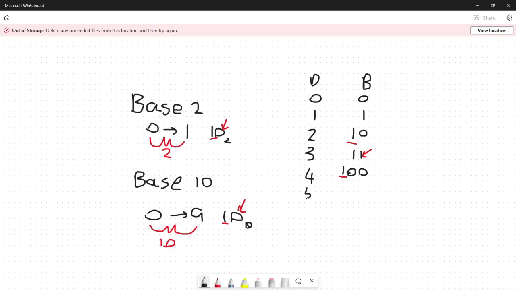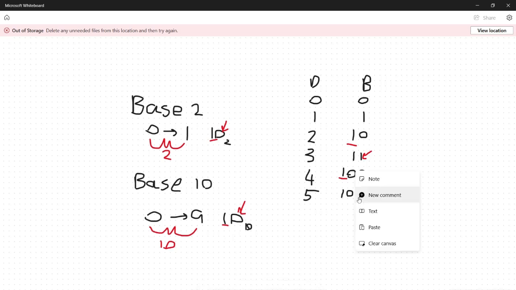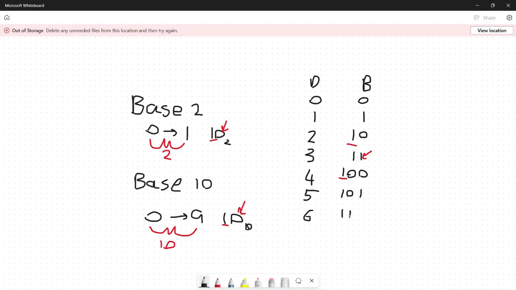And then we look at 5. That's 101. 5 is 101. 6 is 110. You can see that overflow. 7 is 111. And 8 is 1000. And you can see a whole new digit was added.